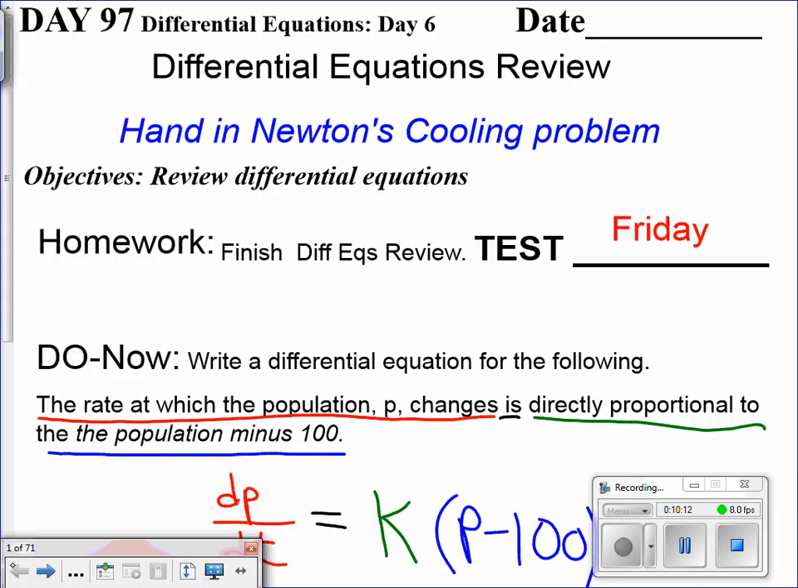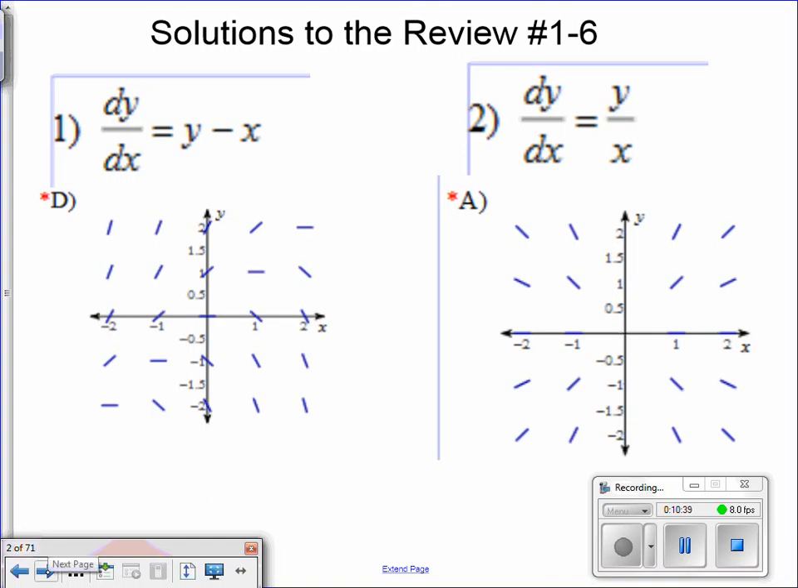Now we'll go back. Okay. Questions 1 and 2 in the review. Did you do it? Kids that were here? I know some kids weren't here and I didn't give it to you. Anyone do questions 1 and 2? Okay, what did you get for 1 and 2, in that order? D and D, D and A. Okay. You got D and A also.